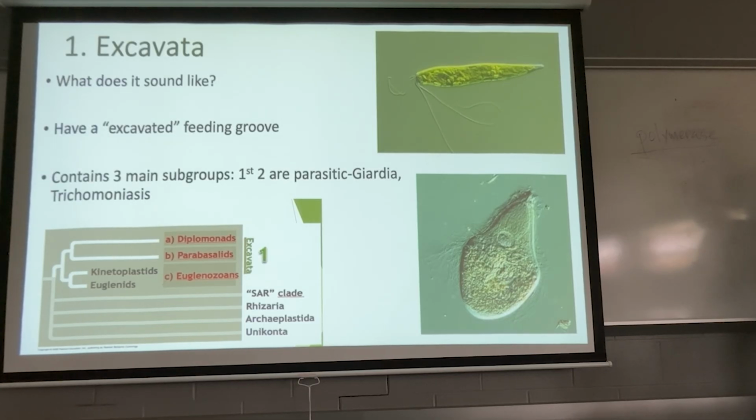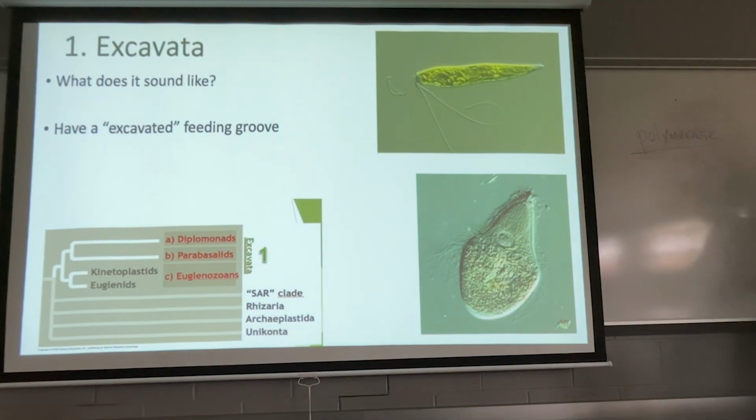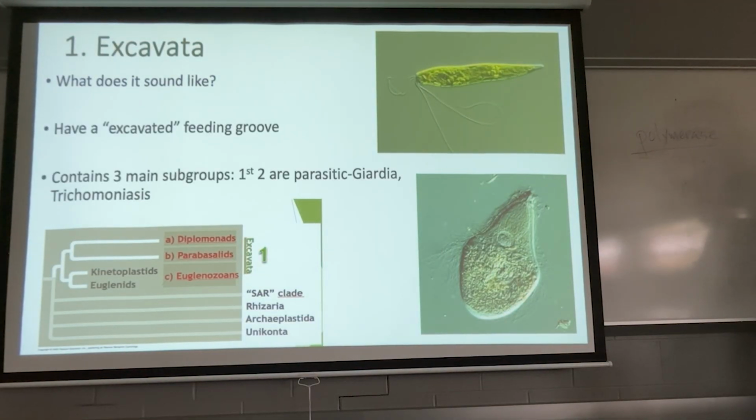Most of them are free living, all right. But the first two groups, the diplomonads and the parabasalids, are parasitic groups, and there are a number of different types of infections that they cause, but the two major ones, the two common ones that you may have heard of. The first one's called Giardia.